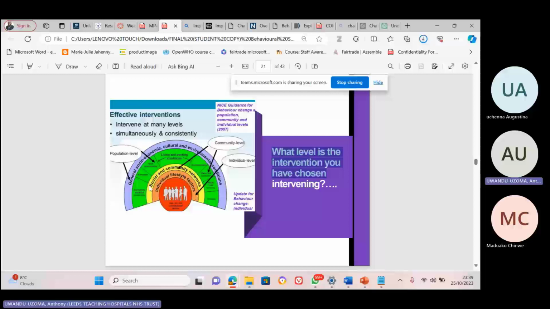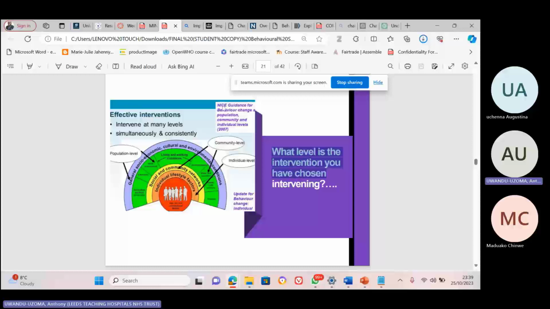At community level, you are talking about the social and community networks. Okay, so you are talking about social. That's all the social determinants of health. That's what you are talking about at community level. Then at population level, we are talking about the general socioeconomic, cultural, and environmental health.